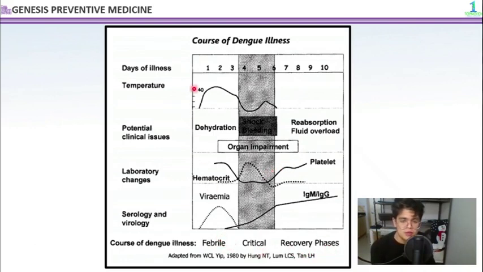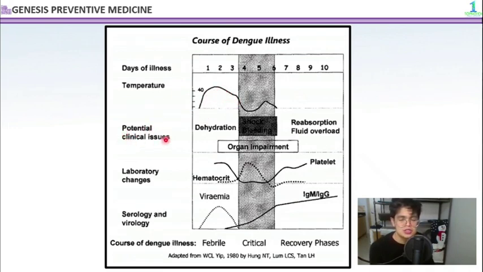So the febrile phase first, critical phase second, and recovery phase next, as outlined by this dark column block here. So for temperature, obviously in the febrile phase, there is fever. We go up to 40. And this normalizes as the disease process goes on. Okay, so that's maybe one very helpful, one very easy parameter to take note of in the course of dengue illness.